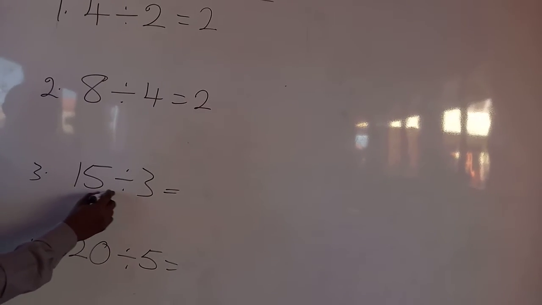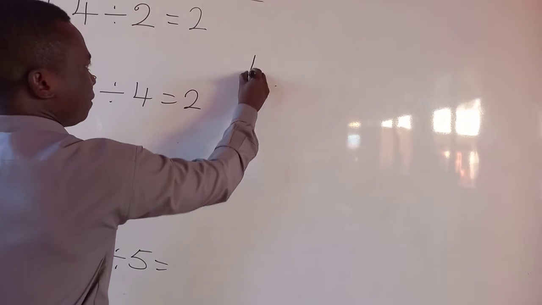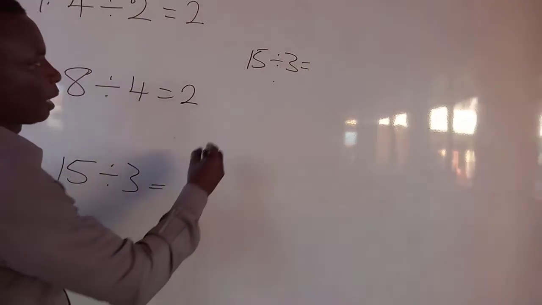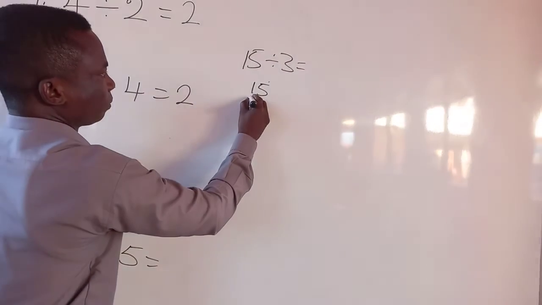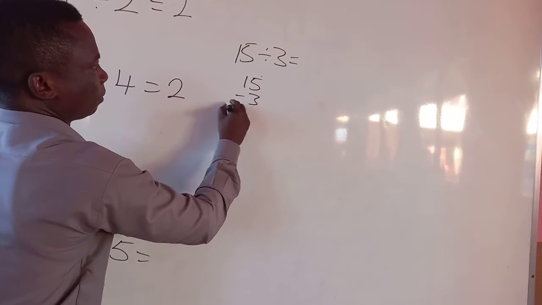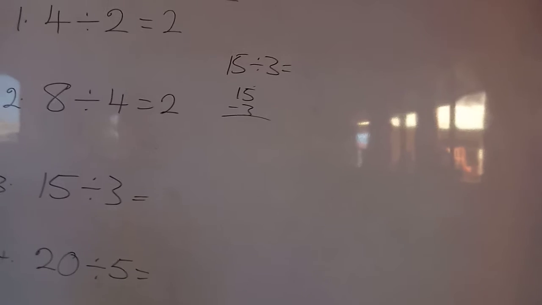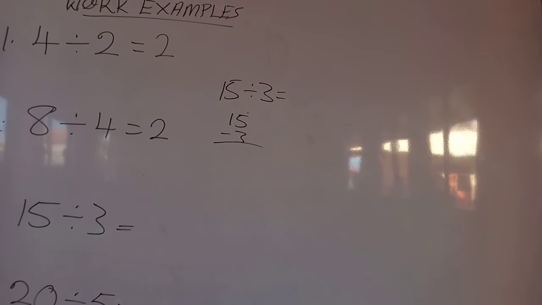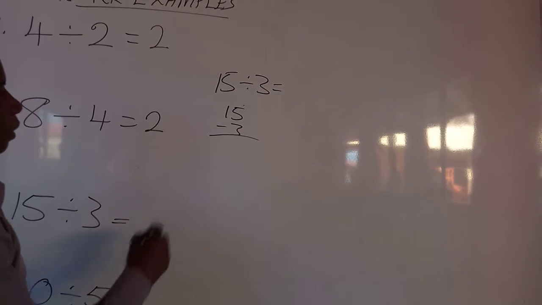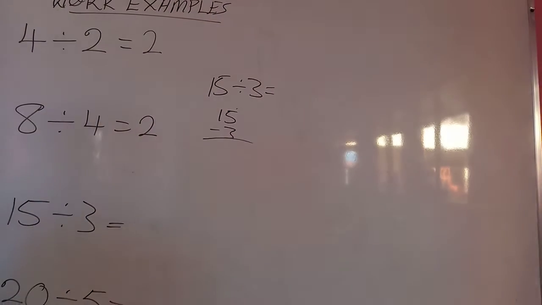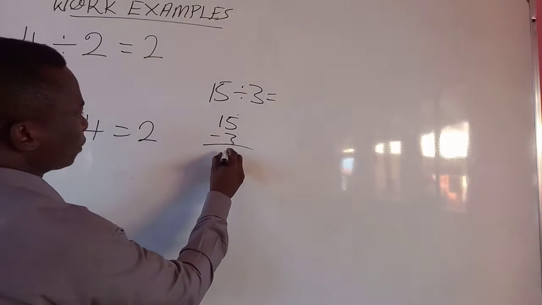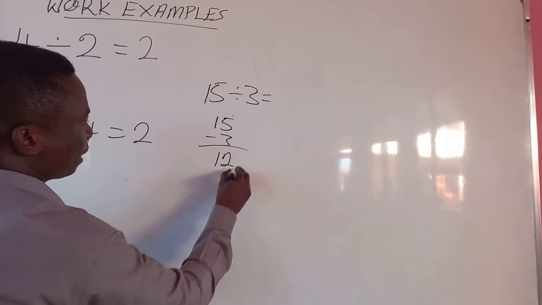Let's look at example 3. 15 divided by 3. This is 15 divided by 3. Alright, look at this. Rewrite this down. So you'll be subtracting using repeated subtraction. Alright. 15 minus 3 is what? Alright. 12. You write your 12 down.